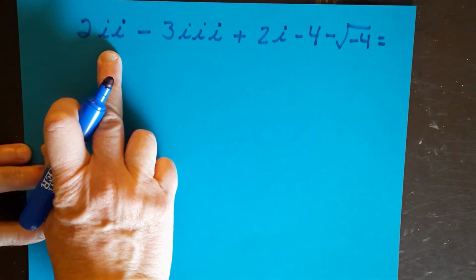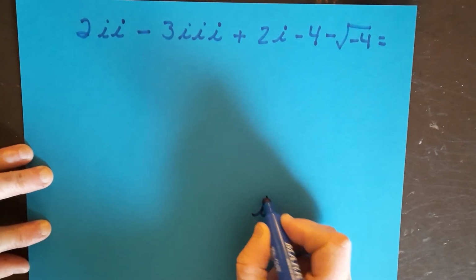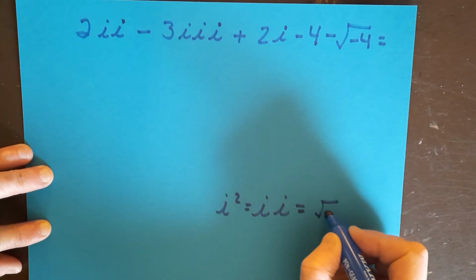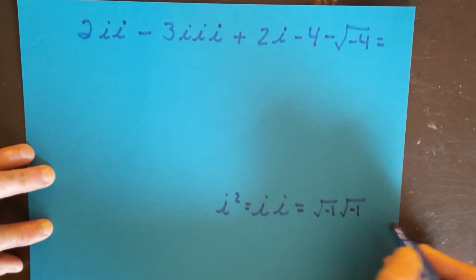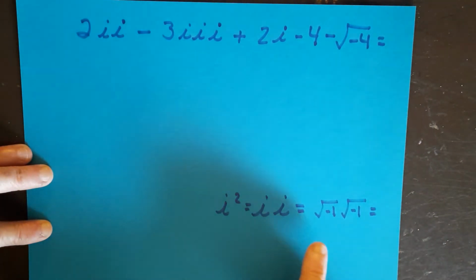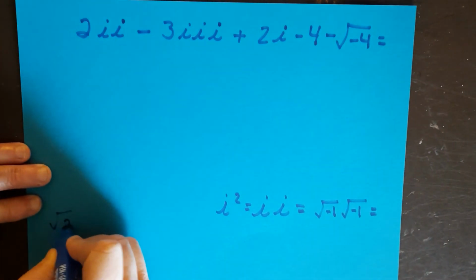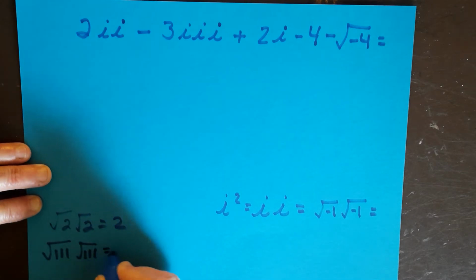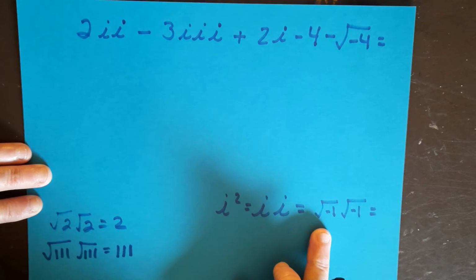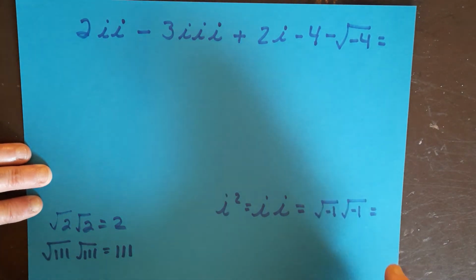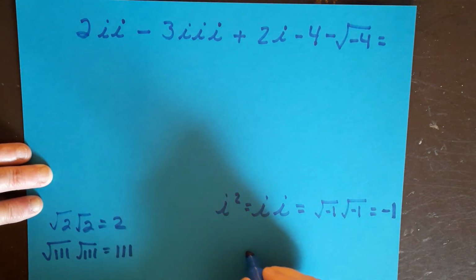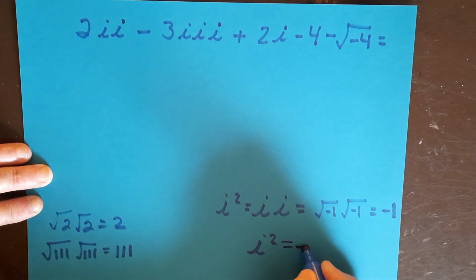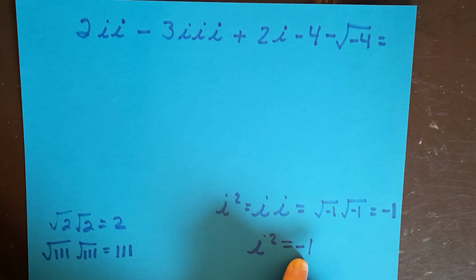Let's take a look first at what i times i is. i times i, same thing as i squared, by the way, means the square root of negative 1 times the square root of negative 1. And what does that equal? Well, for example, the square root of 2 times the square root of 2 just equals 2. The square root of 111 times the square root of 111 just equals 111, and so on. So the square root of negative 1 times the square root of negative 1 just equals negative 1. So i squared, which is an imaginary number squared, actually turns into a real number, negative 1, because negative 1 can be found on our number line.